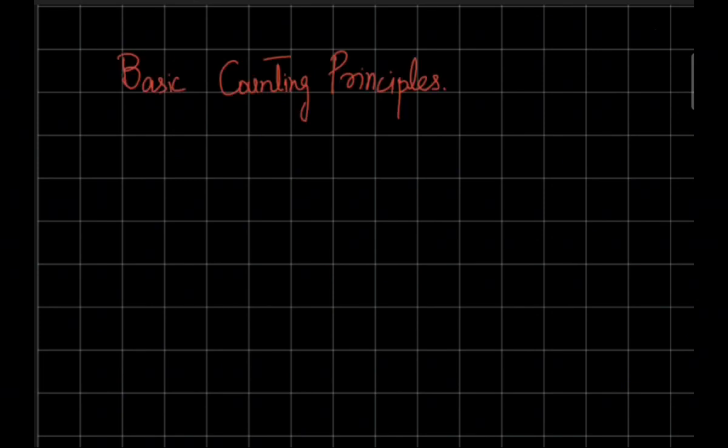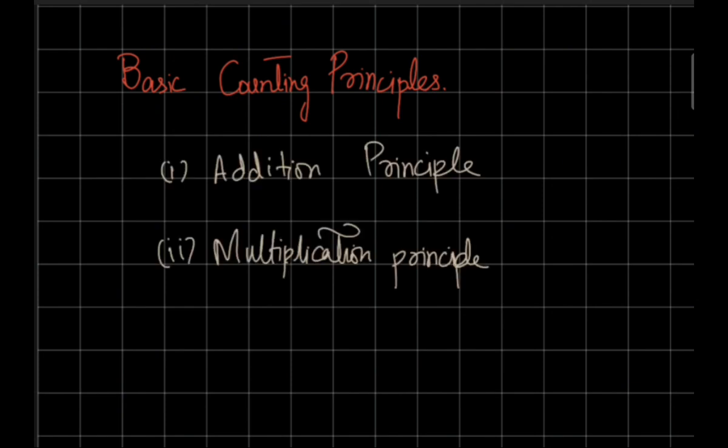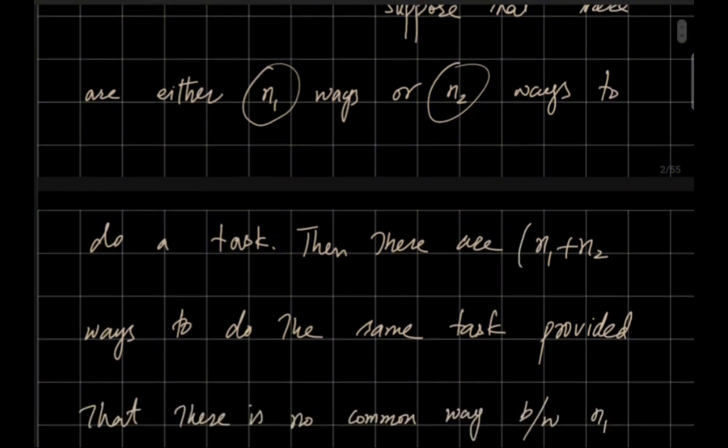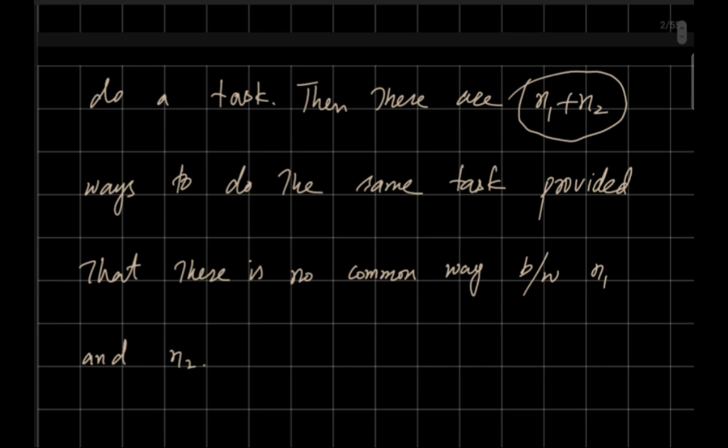In this lecture, we will talk about two basic principles of counting. The first one is the addition principle and the second one is the multiplication principle. So we will define them one by one. This principle says that suppose there are either n1 ways or n2 ways to do a task, then there are a total of n1 plus n2 ways to do the same task, provided that there is no common way between n1 and n2.